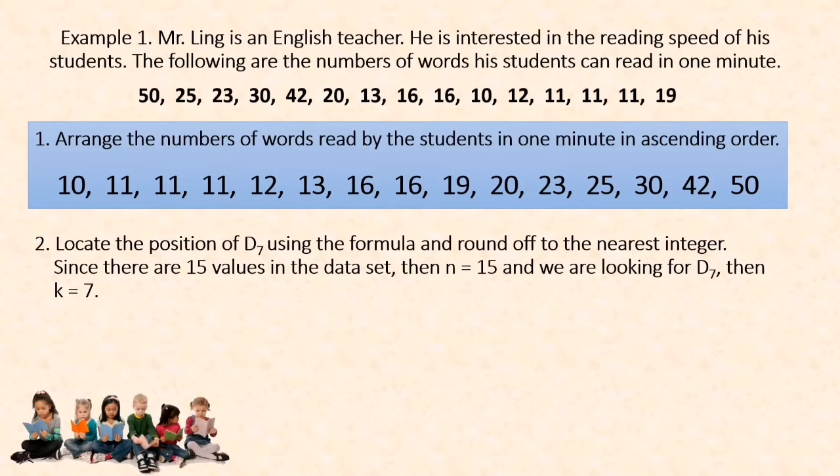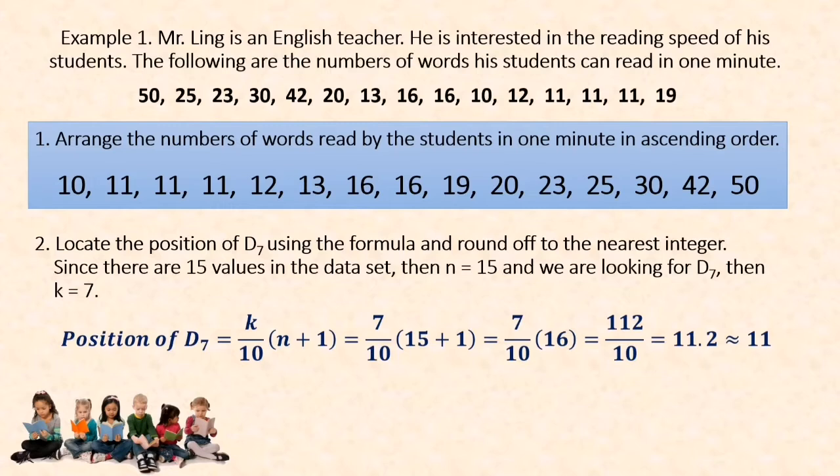Then, locate the position of the 7th decile using the formula and round off to the nearest integer. Since there are 15 values in the dataset, then n is equal to 15. And we are looking for the 7th decile, then k is equal to 7. With the use of the formula, the position of the 7th decile is equal to k over 10 times quantity n plus 1 closed quantity.